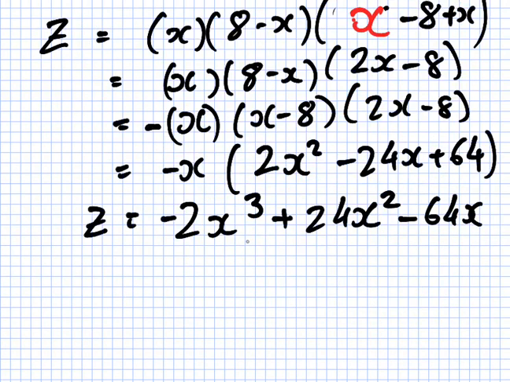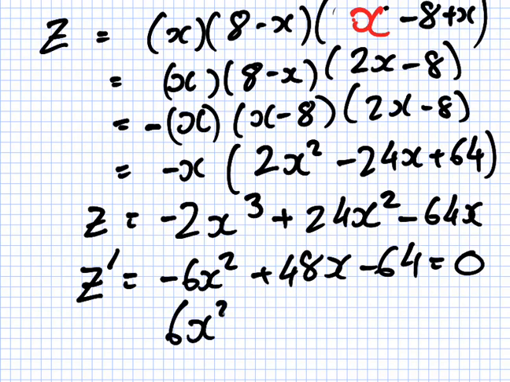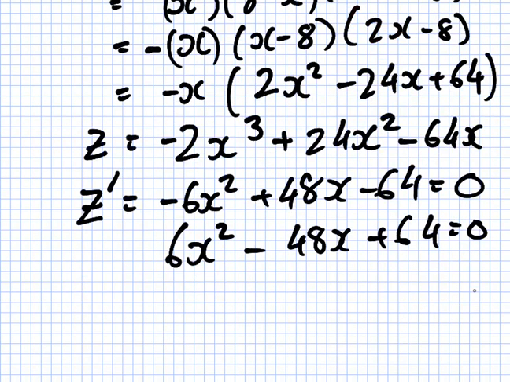Now, to make this a maximum, I need to solve for when its derivative is 0. Minus 6x squared plus 48x minus 64. I want to know when that's 0. Or in other words, I want to know when 6x squared minus 48x plus 64 equals 0. I cannot divide by 3. In fact, I think I need to use the quadratic formula here. It doesn't have nice roots.